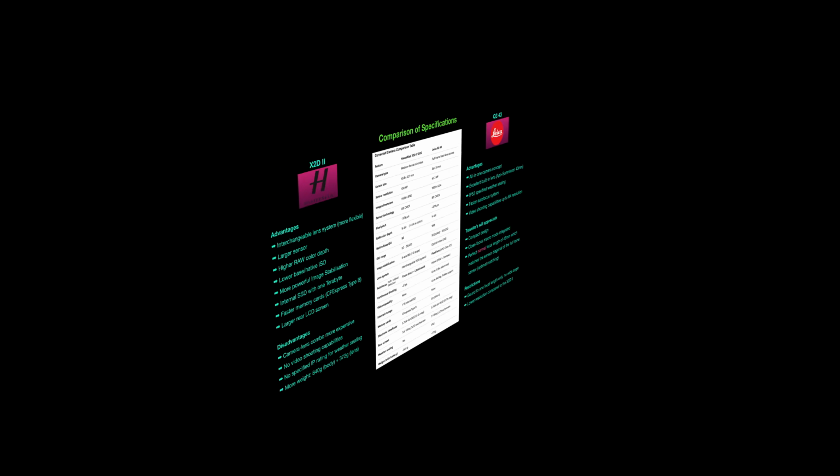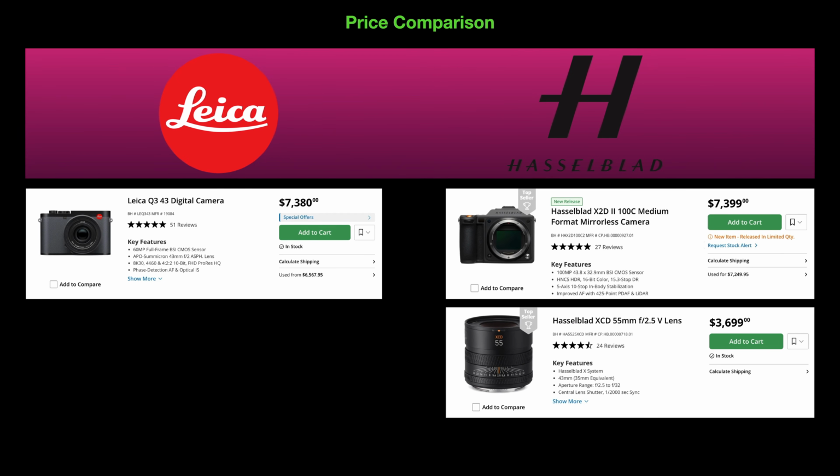Let's do a quick price comparison. When I use B&H in the US as my reference, I visited the store in New York City many times, it turns out that the Leica Q3 43 has about exactly the same price tag as the X2D Mark II camera body. We talk about, give or take, $7,400 on both sides. But of course, on the Hasselblad side, you're getting a camera body without a lens, and a lens is a must-have accessory for a system camera.